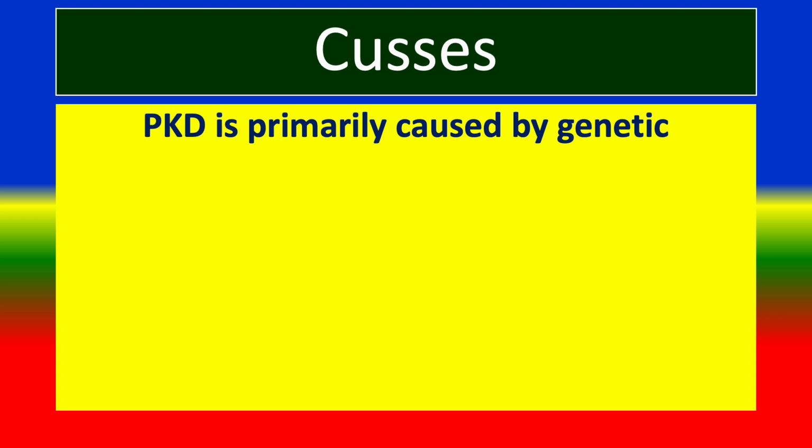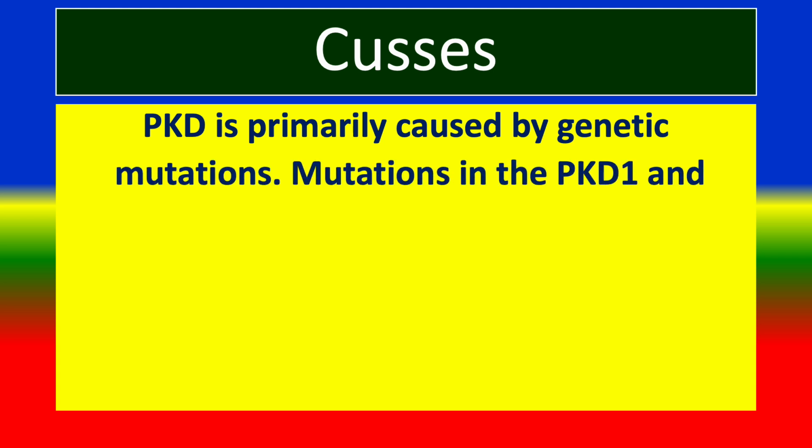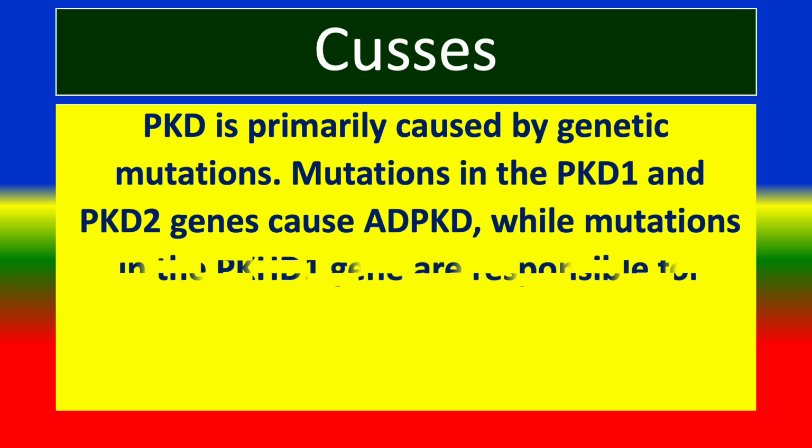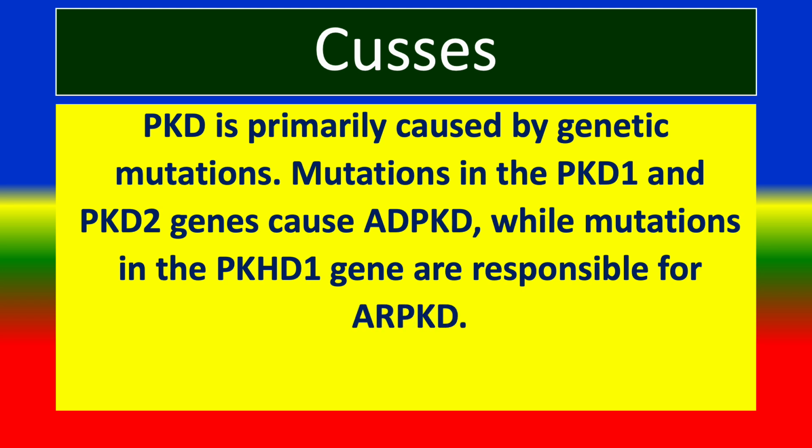Causes: PKD is primarily caused by genetic mutations. Mutations in the PKD1 and PKD2 genes cause ADPKD, while mutations in the PKHD1 gene are responsible for ARPKD.